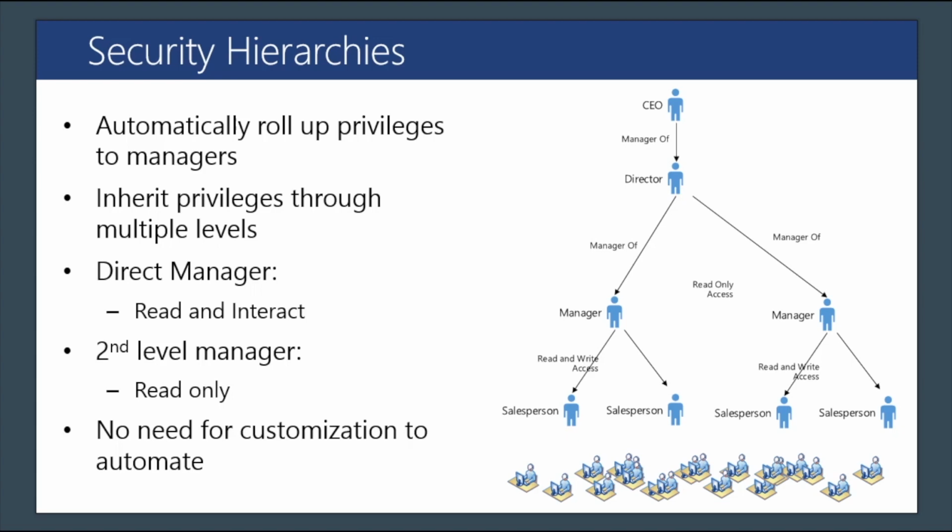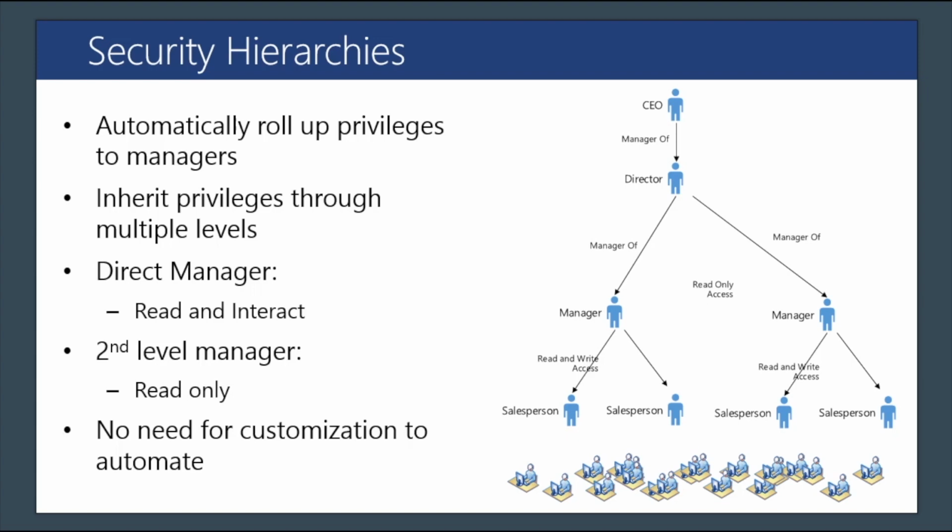So, for example, the direct manager of a given user would have read and update access to records, whereas a second level manager would have read-only access to the record set, right? There's no need for customization to automate this.